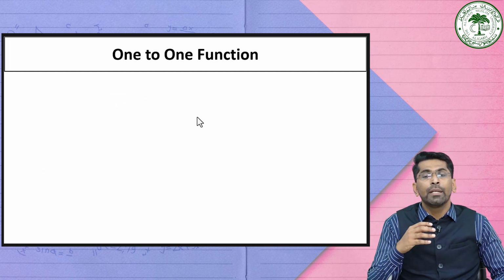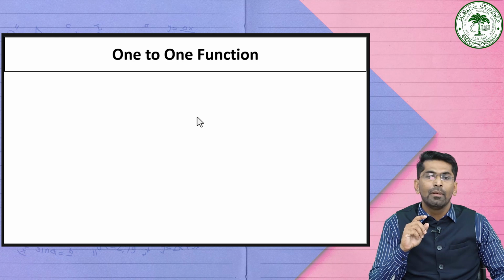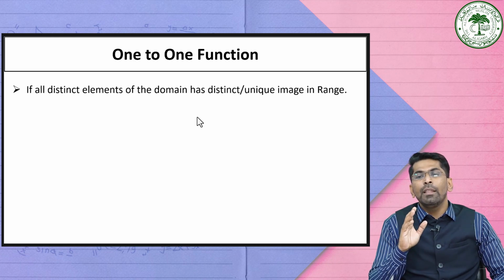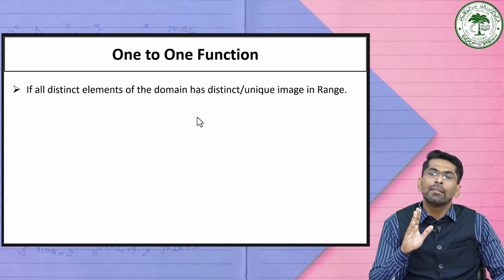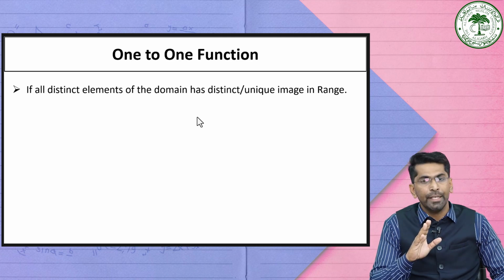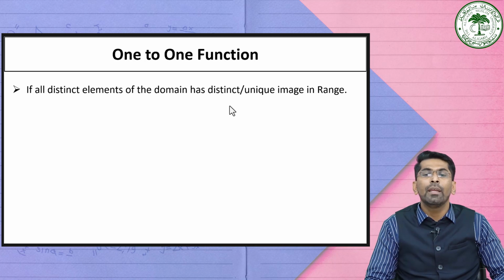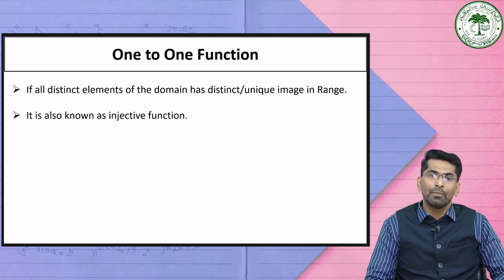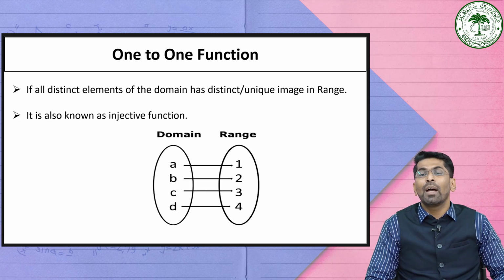Consider another type of function, which is known as the one-to-one function. If all the distinct elements of the domain have a distinct or unique image in the range, then the function is said to be a one-to-one function, or it is also known as an injective function. This is the type of function in which distinct elements in the domain map to distinct elements in the codomain, which means no two different elements in the domain produce the same output.